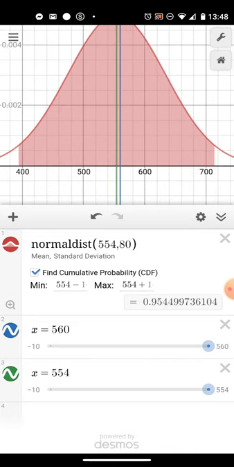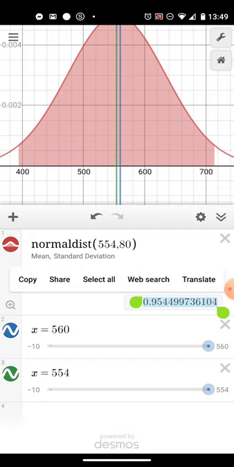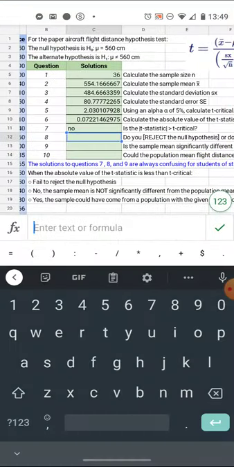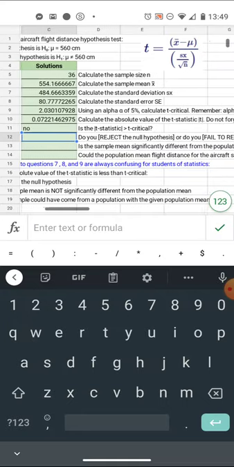I need to shrink it a bit. I'm not quite at 95%. I'm at 95.44, but I'm close to 95%. You can see that number way down here. I'm very close to 95%. And again, you don't have to use Desmos, but that's the visual that's running in the back of my head as I do this.